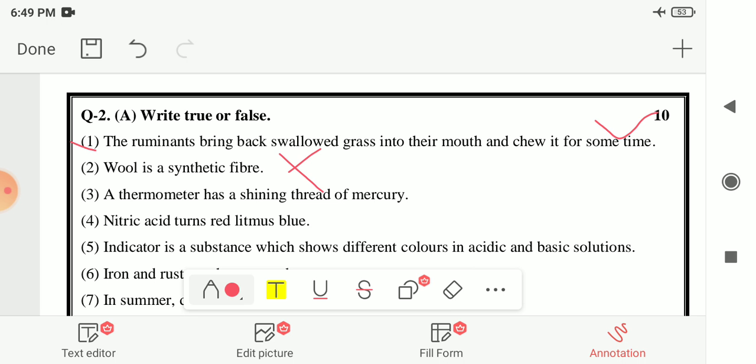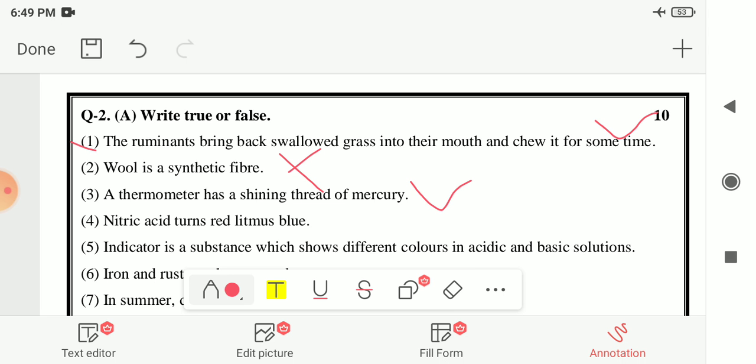So here your answer is false. Wool is a natural fiber which we are getting from the animals like sheep, camel, goat, yak, etc. Next is, a thermometer has a shining thread of mercury. So again your answer is true. It has the shining, thread-like mercury.